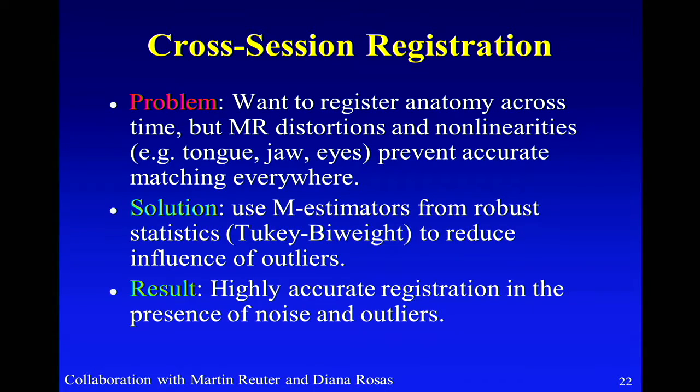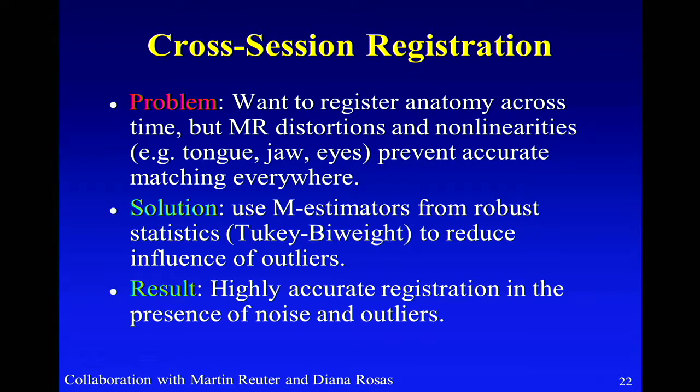And the solution that we've come up with to this problem is to use what are called M-estimators. And these are kind of stolen from robust statistics. So if you do the standard thing where I say, for every voxel at time 1, I want it to match a voxel at time 2, what you'll find is that the transformation between time 1 and time 2 will be a little bit wrong everywhere.